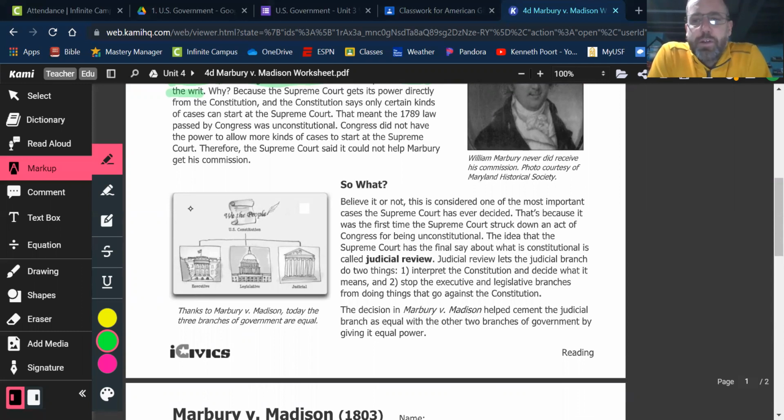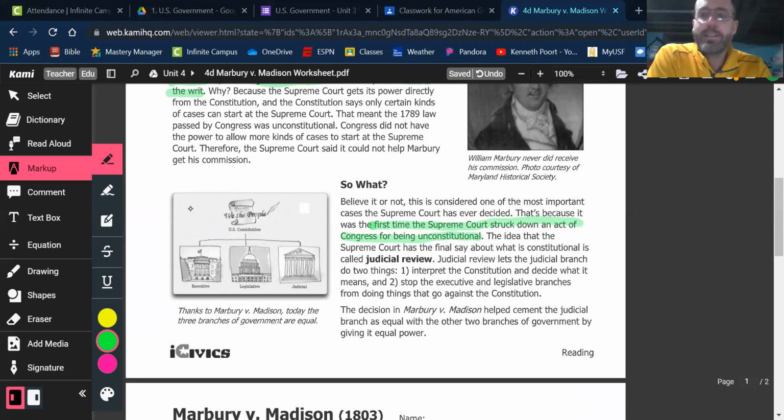So it says, so what? So here's your precedent. Believe it or not, this is considered one of the most important cases the Supreme Court has ever decided. That's because it was the first time the Supreme Court struck down an act of Congress for being unconstitutional. So there's that, remember, checks and balances. There's that check of power. The Supreme Court can determine if actions of the president or laws written by Congress are constitutional or not. This is the first time they do it.